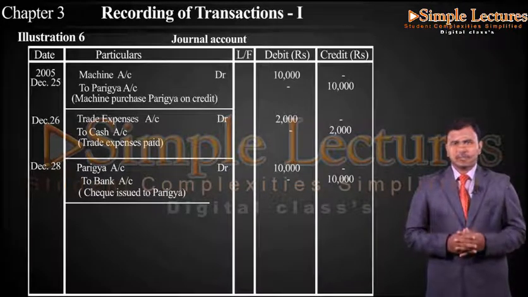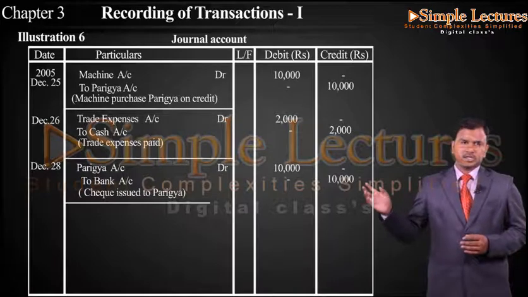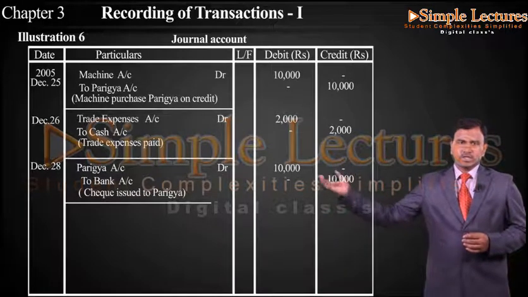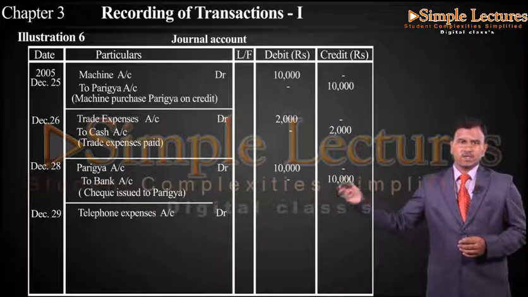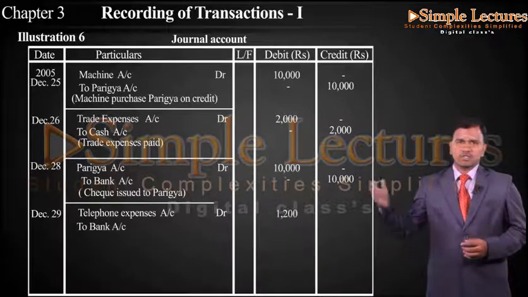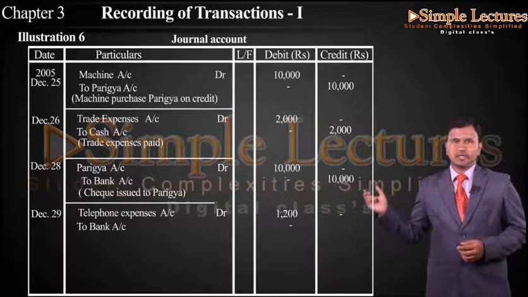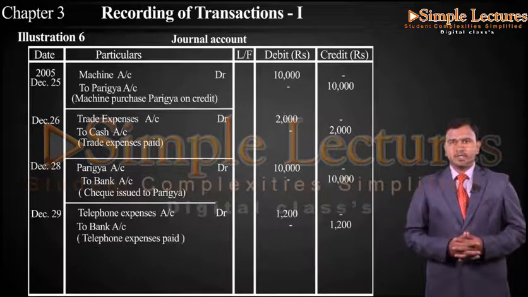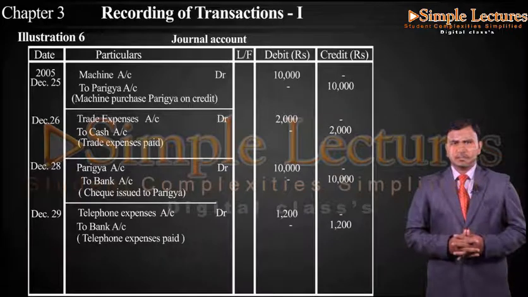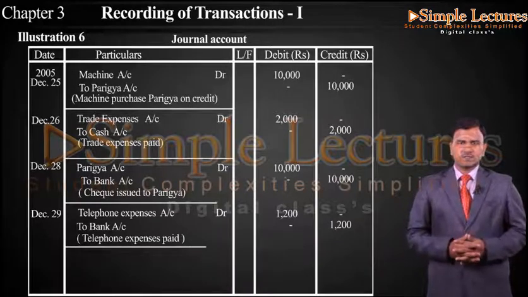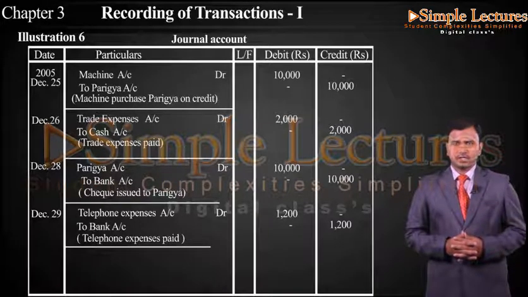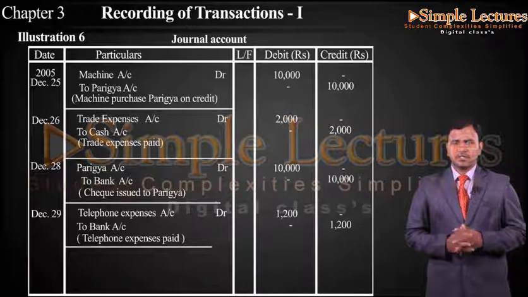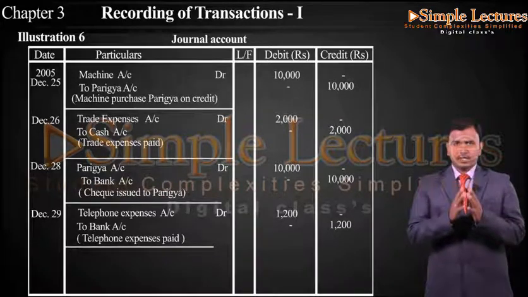Again expenses were paid here, which will be debited. Journal entry for this, date December 29th. Telephone expenses account debtor to bank account 1,200 debit, 1,200 credit. Narration: being telephone expenses paid. So let us take the next transaction which we have on December 31st. Paid salary 4,500. Again salary is an expense which was paid, that should be debited.